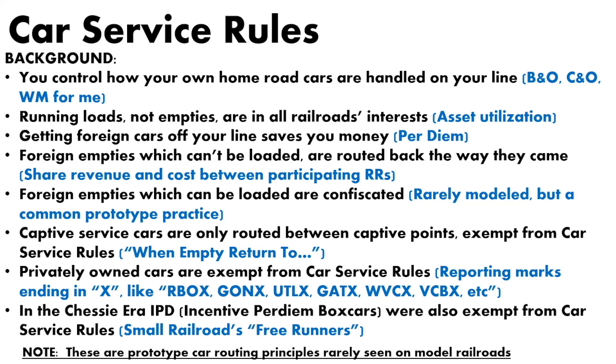So that's good. Now, a foreign road empty which can't be loaded at your facility, in other words, you have no use for that car, you route back the way it came, the exact routing, the reverse routing. The reason that's done is the concept of sharing revenue and costs. Whatever railroads got the revenue for bringing that load to your facility, they need to share in the cost of shipping that empty car back to where it belongs. So foreign empties that can't be loaded, number one, go back in the reverse routing.